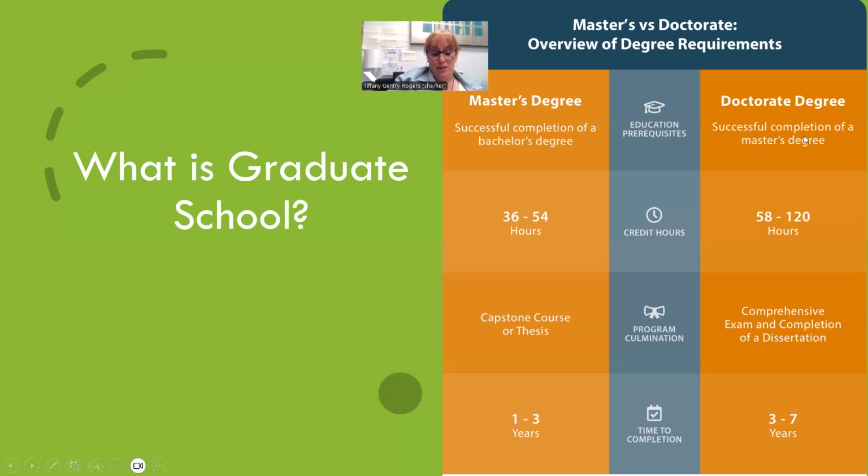A PhD or a doctorate degree is considered higher than a JD, which is a Juris Doctorate for law school, higher than an MD, which is what you would get for a medical doctor. This is considered the highest education that you can get. This is when you become an expert in the field. This is who's going to be testifying in courts. This is who's going to be teaching most of your classes.